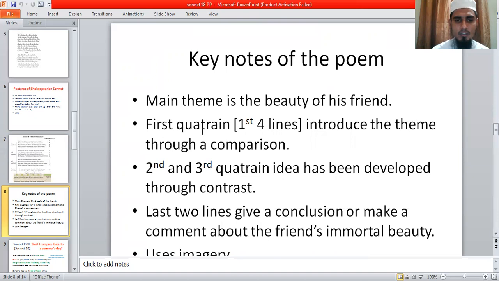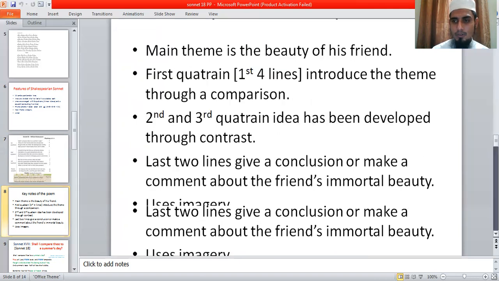In the first quatrain, the first four lines, the poet introduced the theme through a comparison. In the very beginning, we find that the poet compares his friend's beauty with nature. In the second and third quatrains, the poet developed the idea through contrast. And the last two lines give a conclusion or make a comment about the friend's immortal beauty. In any sonnet, the last two lines give the conclusion of the theme of the poem.